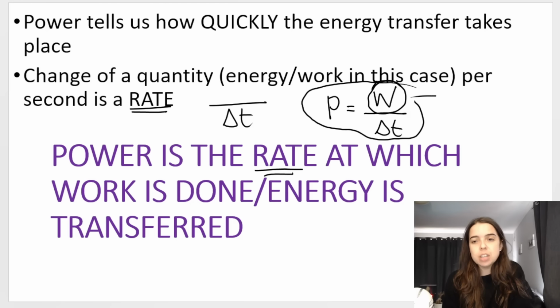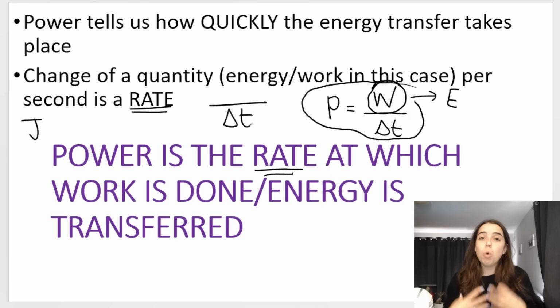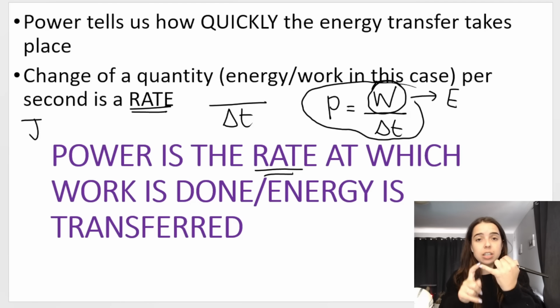Now, I have mentioned as well in a previous video that work and energy are interchangeable, okay? They're both measured in joules. So if I say work is done, that's the same thing as saying energy is transferred. The amount of energy that is transferred is equal to the amount of work that is done.